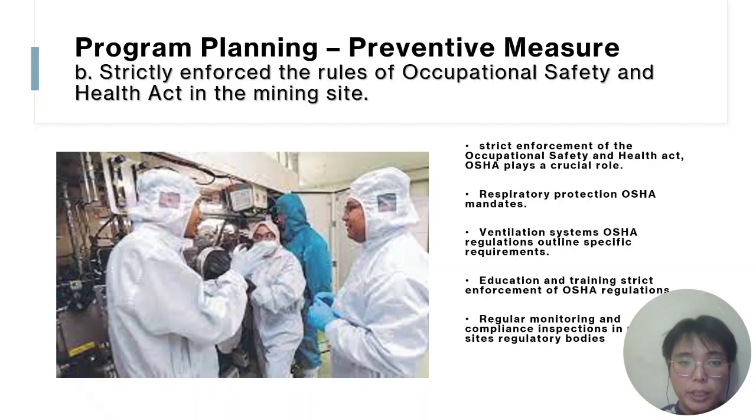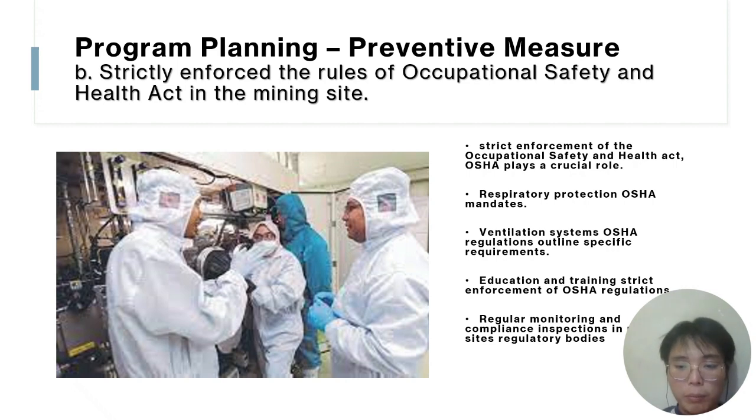The next preventive measure will be the strict enforcement of the rules of the Occupational Safety and Health Act at mining sites. This is very important, as strict enforcement of rules may teach lessons to the company. As I mentioned in the related legal provisions, there are many acts which include respiratory protection, the ventilation system mandated and regulated by OSHA, the educational training program by OSHA, and also the regular monitoring program. So these are the preventive measures that have been taken.